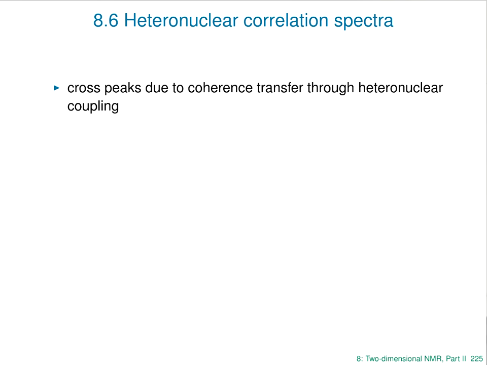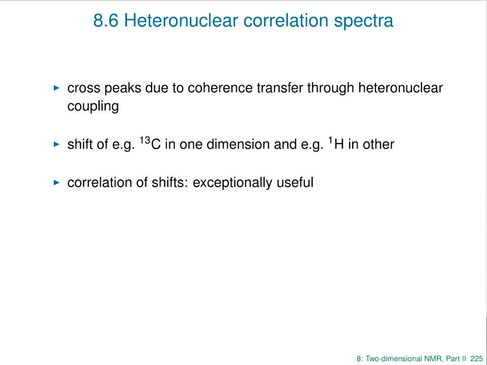That's in contrast to COSY, where the cross peaks arose due to transfer through a homonuclear coupling between, for example, two protons. Typically, these correlation spectra will involve carbon-13 and proton, so you end up with the carbon-13 chemical shifts in one dimension and the proton chemical shifts in the other. So this shows you the correlation of chemical shifts of different kinds of nuclei, and as you can imagine, this is extremely useful if you're working on the assignment of either of these spectra.